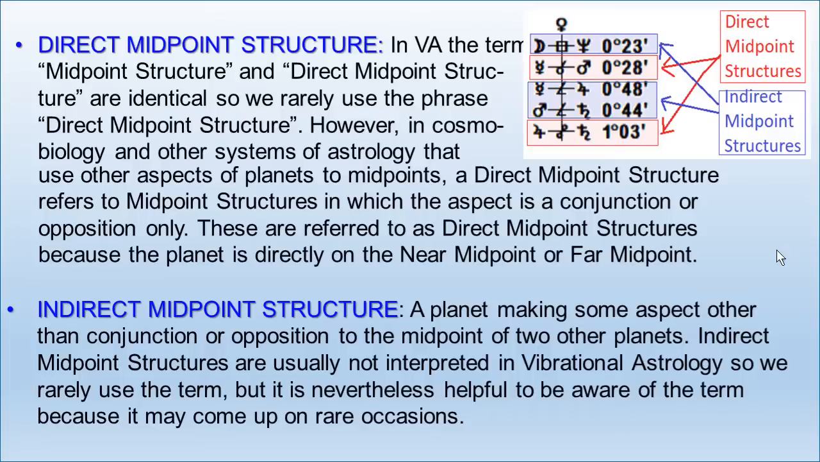And focal planet. But now you know those terms, so I can use them. Let me say that again. A direct midpoint structure, that term, it's used a lot in other systems of astrology that rely on midpoints, means that the focal planet is directly on the midpoint axis. Very straightforward. It makes a lot of sense. It's direct. It's straight on, boom. Planet is right on that axis. Well, that's the only midpoint structure that we typically interpret in vibrational astrology. So we don't need the term direct midpoint structure.